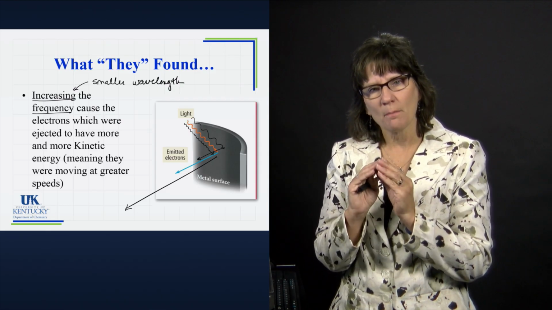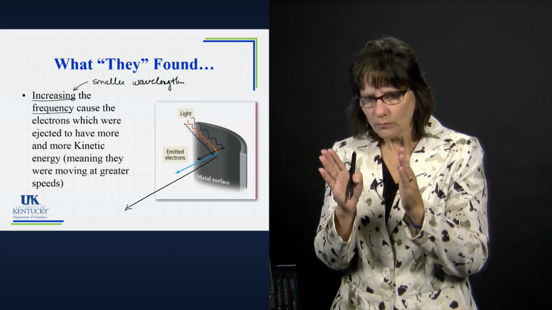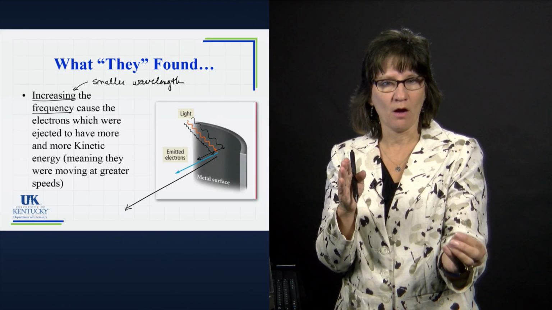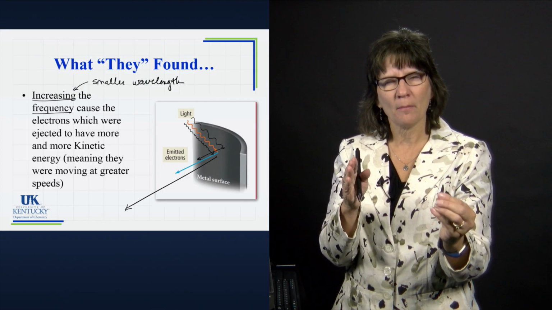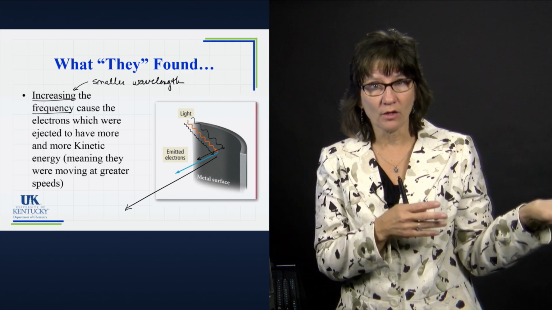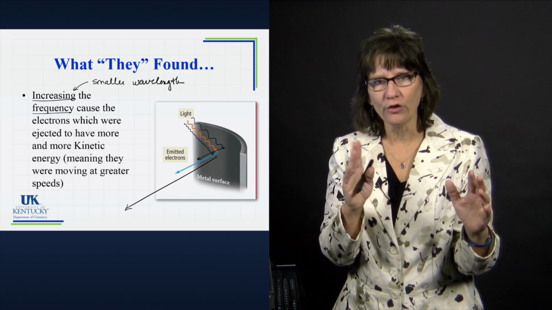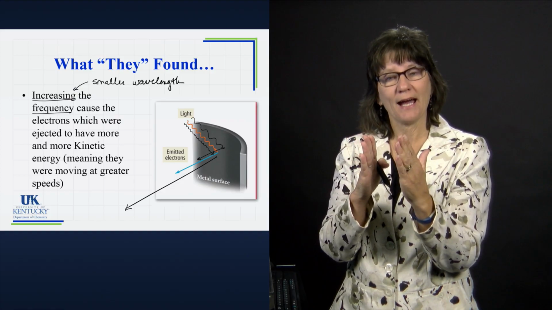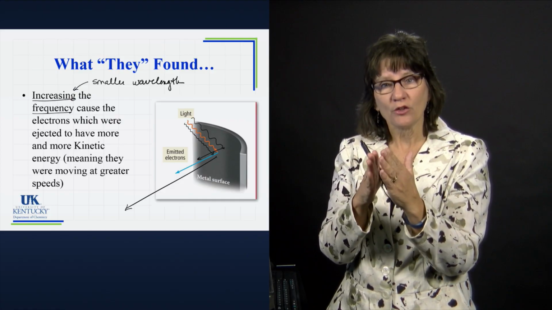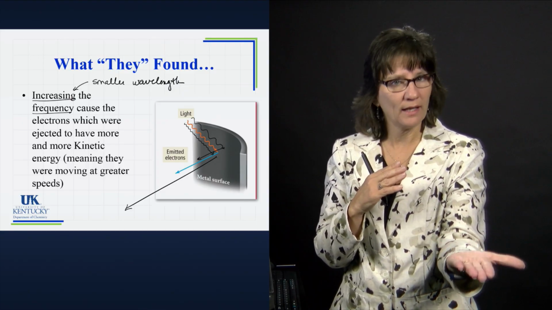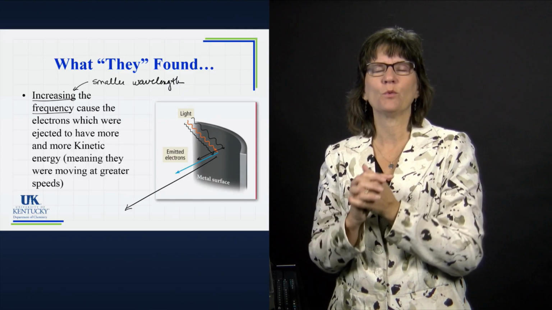They found that there was some minimum frequency, or short enough wavelength, so that you could get an electron to come off. And once you had an electron come off, if it got more and more intense, you get more and more electrons coming off. And then the third thing is, when the wavelength got shorter and shorter, the frequency got higher and higher, then when the electrons came off, they came off with greater and greater speeds, or kinetic energy. Okay, so that's what they discovered.